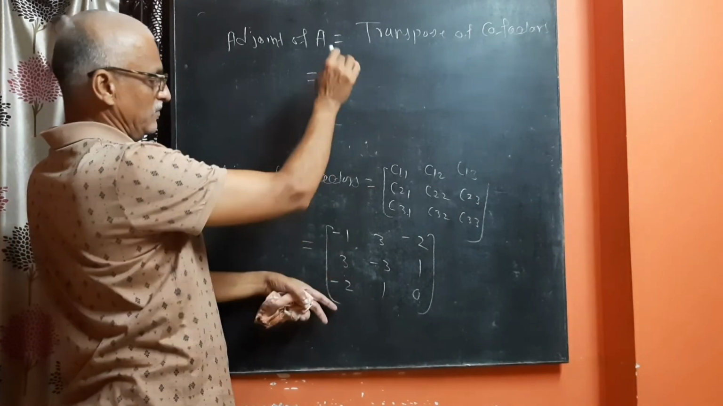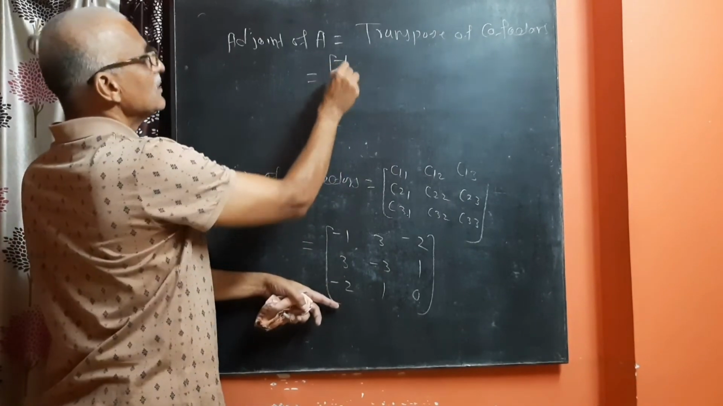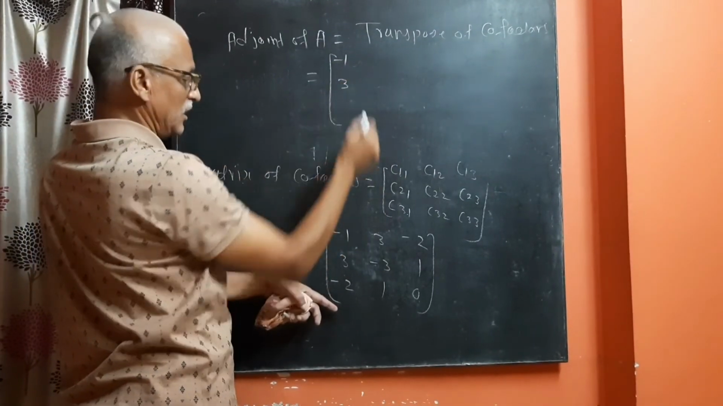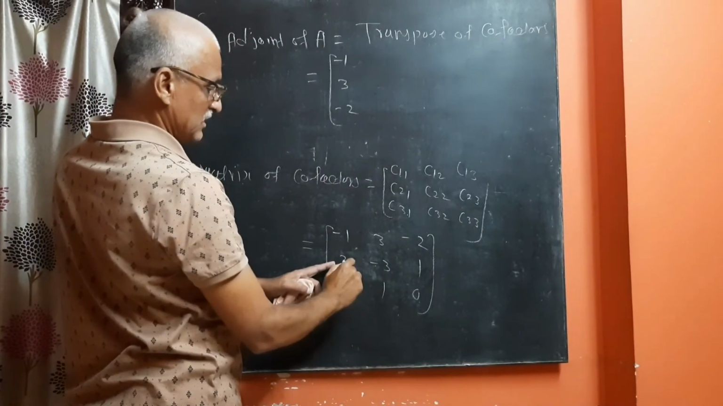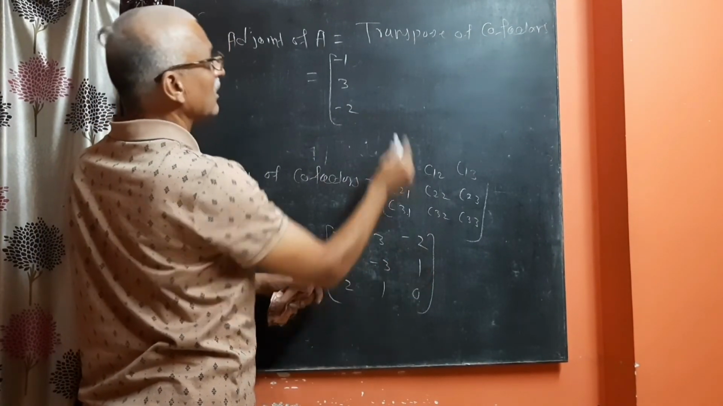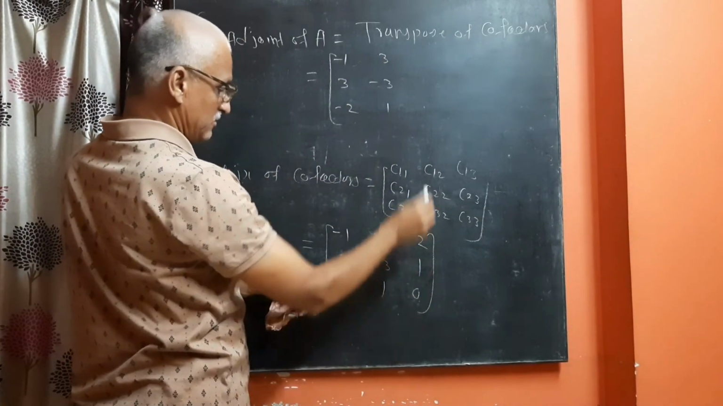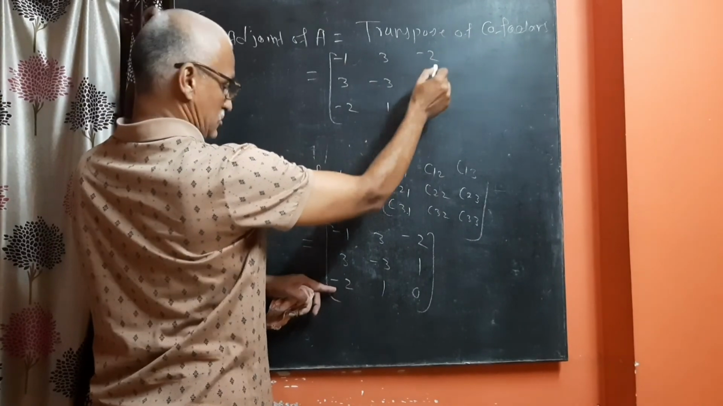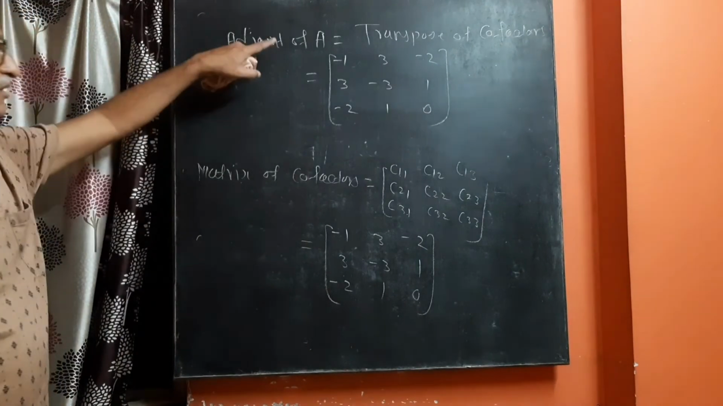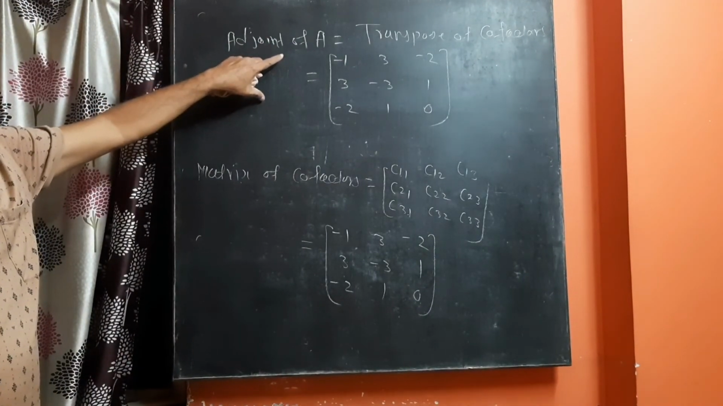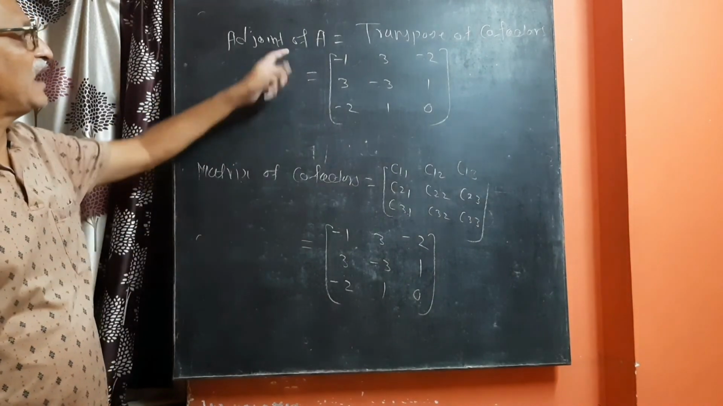Matrix transpose of this matrix. That means we'll get first row will get converted into first column. That is -1, 3, -2. Then second row into second column, 3 -3 1. Third row into third column that is -2, 1 and 0. So this is the adjoint of matrix A. If you observe both the matrix cofactor and adjoint, they are same.